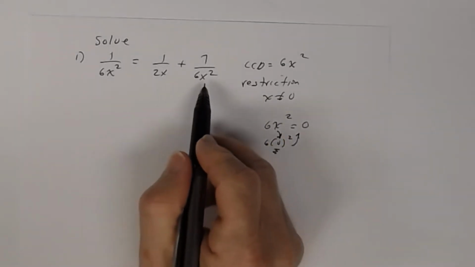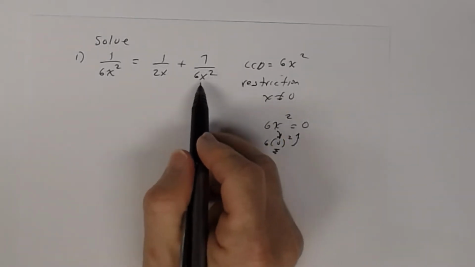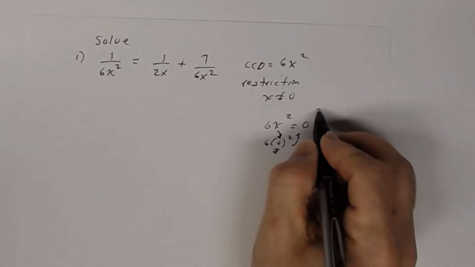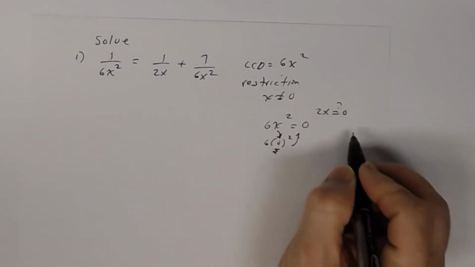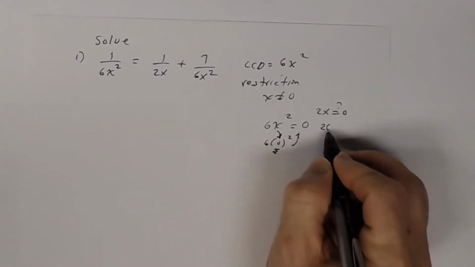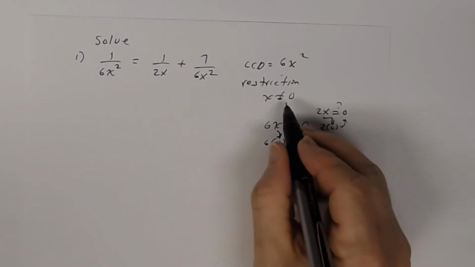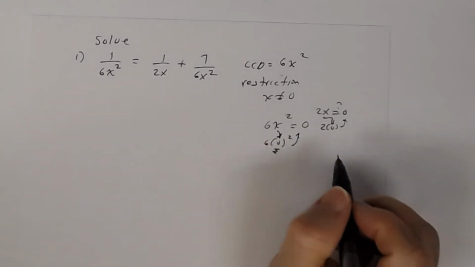But you've got to look at all the other denominators as well. Well, this one here is the same as this one, so we're done with this one. And this one is as easy as well, right? So 2x, where's 2x equal to 0? Well, 2x is equal to 0 when x is 0. So x equal 0 is the only restriction.